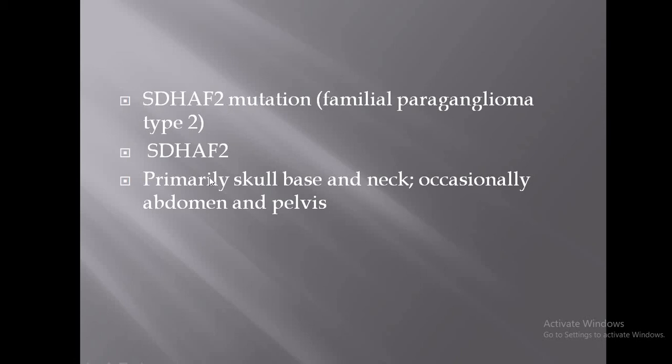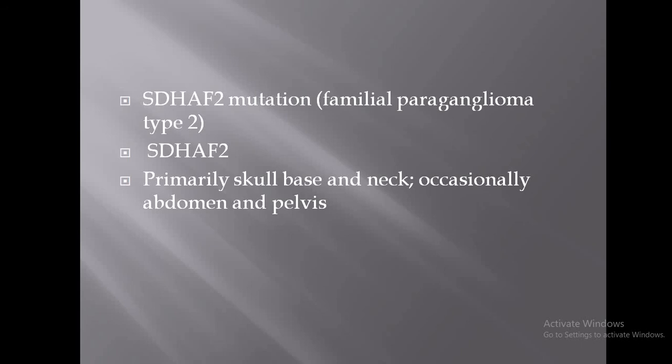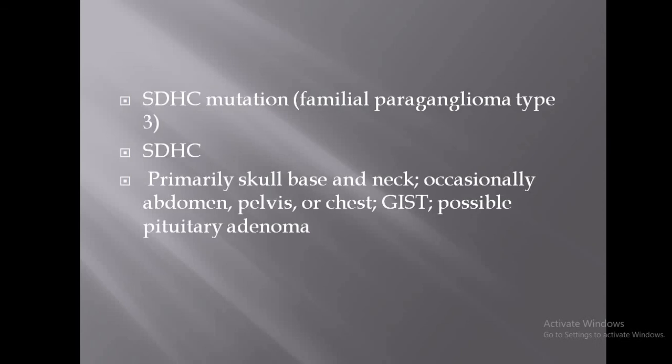SDHAF2 mutation, the gene is SDHAF2, so it's also mainly around the skull base and neck. So the familial paragangliomas type 1 and type 2 are mainly around the skull base and neck. They include the SDHAF2 and the SDHD genes. Familial paraganglioma type 3, or the SDHC mutation, the gene is SDHC. It's also around the primary skull base and neck. Occasionally it's in the abdomen, pelvis. So basically around the skull base and neck.